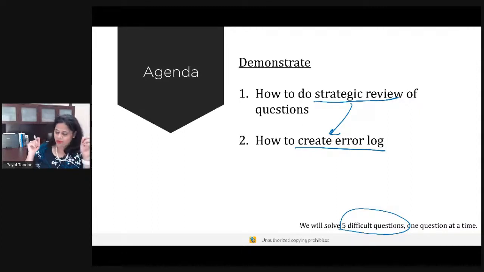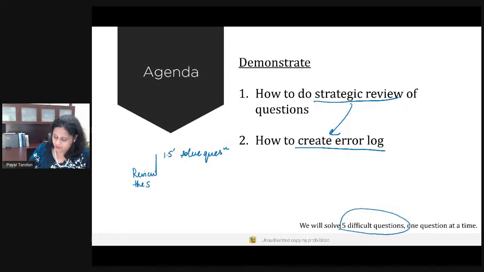Okay. Now, one more question before we go ahead. How much time do you typically spend reviewing the solution of a question that you answer incorrectly? Let's say you're spending 1.5 minutes to solve the question. How much time do you spend to review the solution? What is the time that you spend to review the solution? So tell me that.